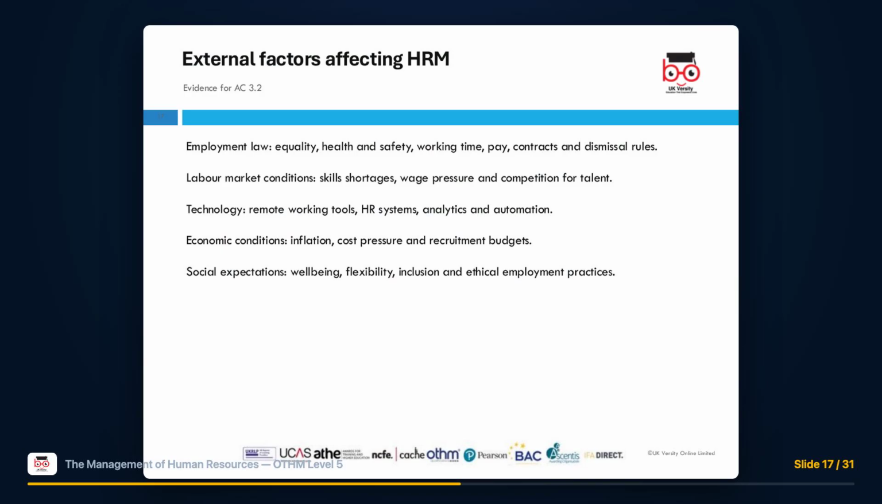For Criterion 3.2, the external factors. Employment law covering equality, health and safety, working time and dismissal. Labour market conditions such as skills shortages and competition for talent. Technology, including remote working tools, HR systems and automation. Economic conditions like inflation and cost pressure. And social expectations around well-being, flexibility, inclusion, and ethical employment.